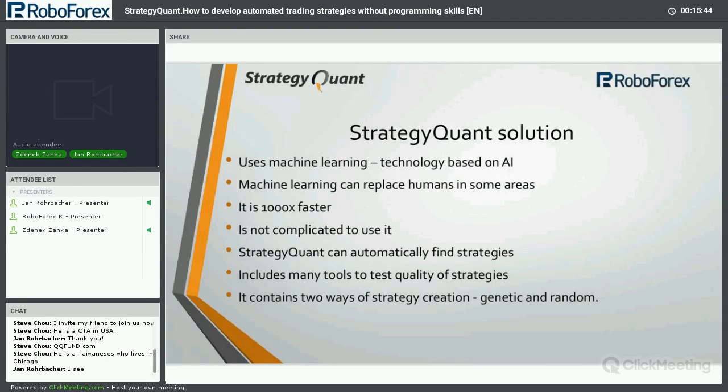StrategyQuant also includes many tools to test the quality of strategies, and it contains two ways of strategy creation, genetic and random. So the StrategyQuant solution is software created by traders for traders, because all our employees are traders. All our employees are strategy developers, so they know what they need to have, what they must have in their software to develop high quality strategies, and everything is in the StrategyQuant solution.